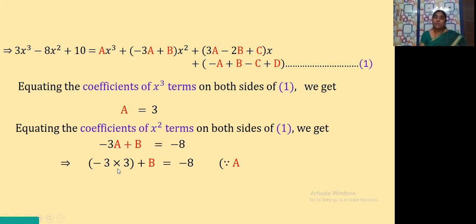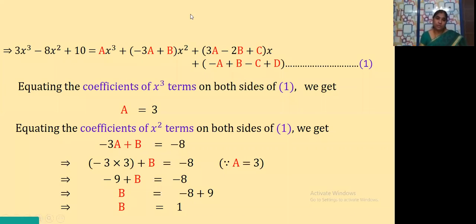Since a is equal to 3, what is minus 3 into 3? It is minus 9 plus b is equal to minus 8. So this minus 9 goes to the other side. It becomes plus 9. Yes or not? So b is equal to 9 minus 8, which is 1. So now we got the a and b values.